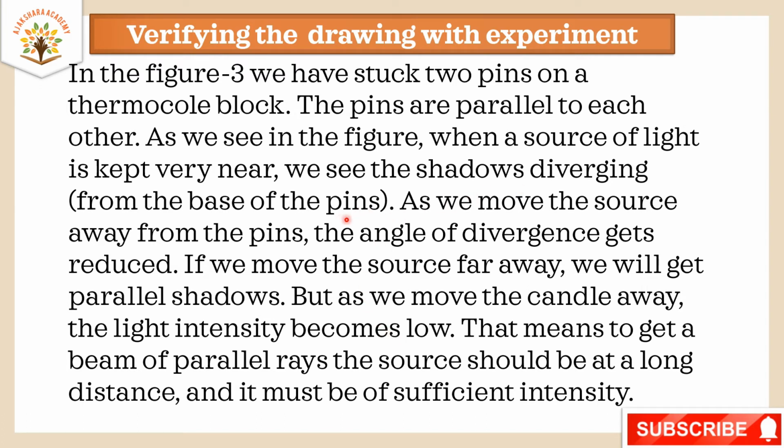So when the source of light is very near, we observe a diverging beam of light. When the source is very far away, for example when the object is at infinite distance, like the sun, then the rays are parallel and we get a parallel beam of light.